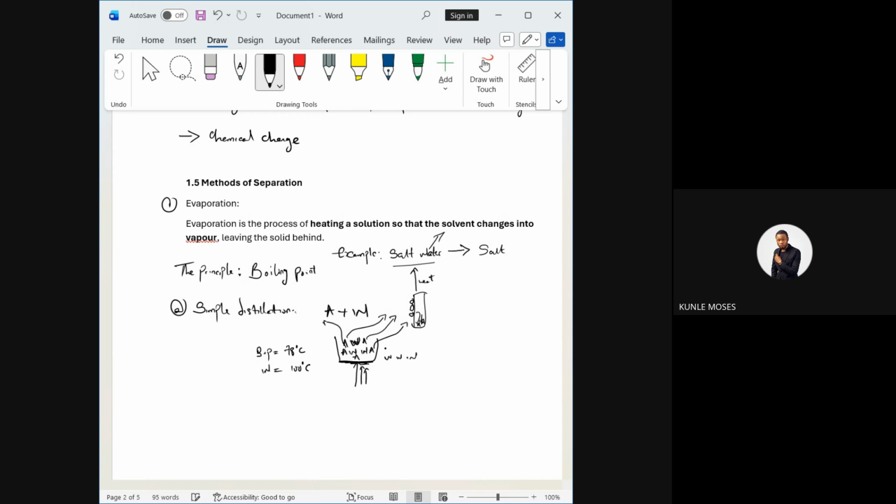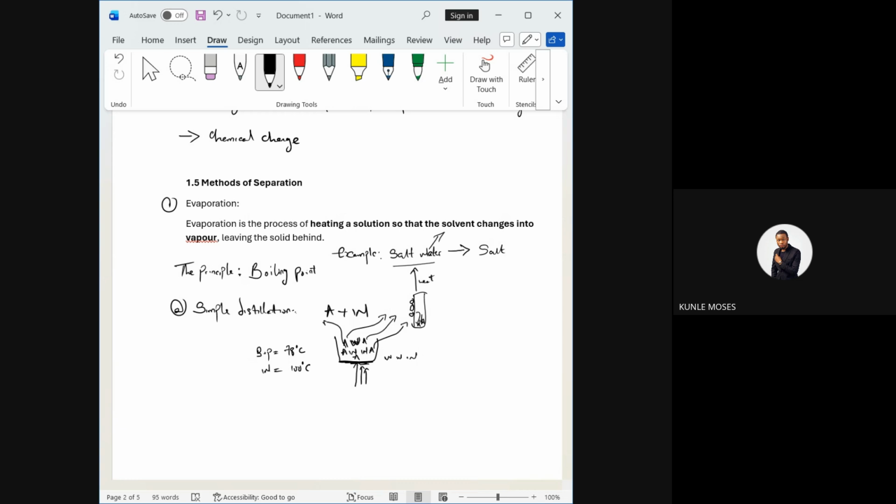I believe you understand what I'm trying to say. So simple distillation is just a process of heating a solution such that you can separate a liquid from a solution, or you can separate a liquid from other liquid that has different boiling points. Please, the principle there is the boiling point.